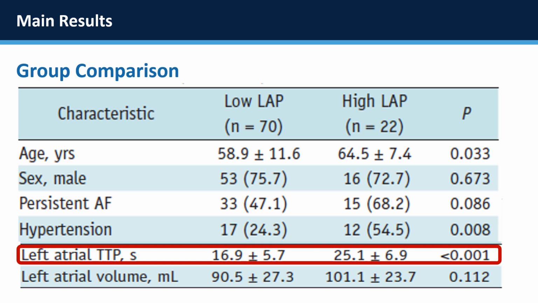Next, when comparing the results between the two groups, the high LAP group was slightly older and had a higher prevalence of hypertension. But the most significant difference was the TTP: 16.9 seconds for the low LAP group versus 25.1 seconds for the high LAP group. There was a very significant difference.